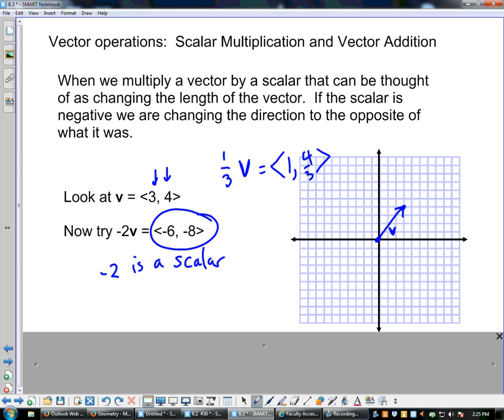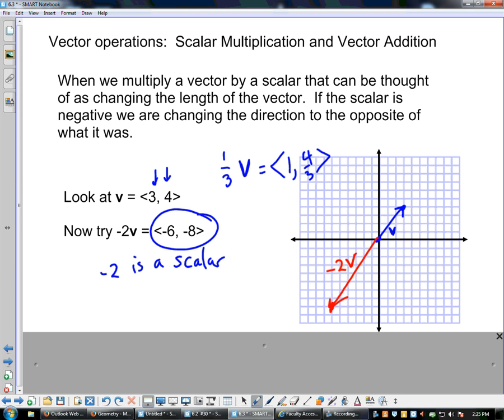I just gave 1/3 as an example, so 1/3 could be our scalar. I wanted you to notice that if you multiply by a negative, it changes the direction. Now we're heading the other direction. We're going to -6, -8, which is right here. So that vector looks like this. This is the -2 times vector v.